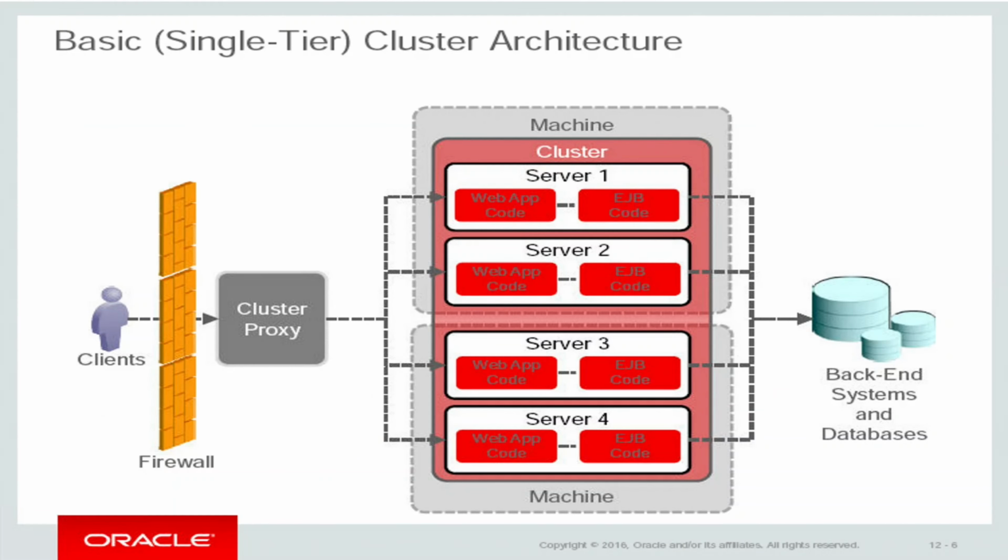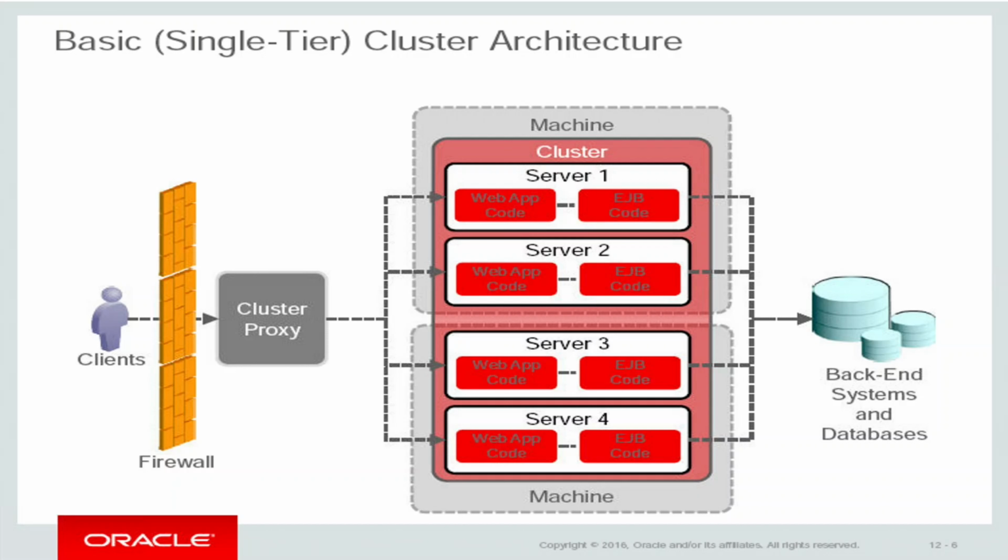Okay, so now let's understand the basic cluster architecture. Suppose we have one machine and we want to create one cluster. A cluster can be created vertically or horizontally. If we are creating a cluster vertically, we can create the cluster on a single machine. If we are creating a horizontal cluster, we need at least two machines.